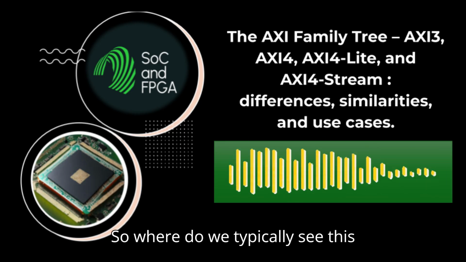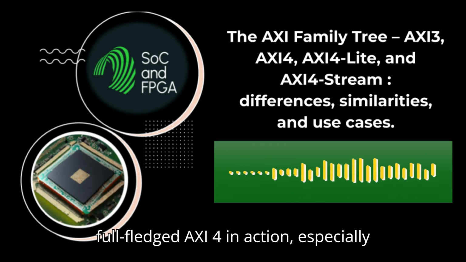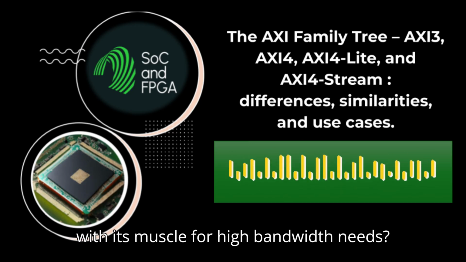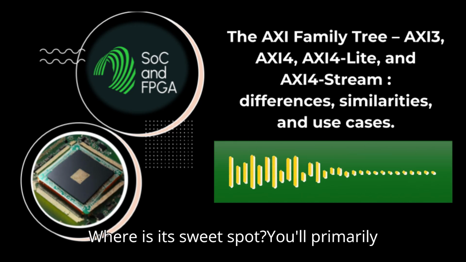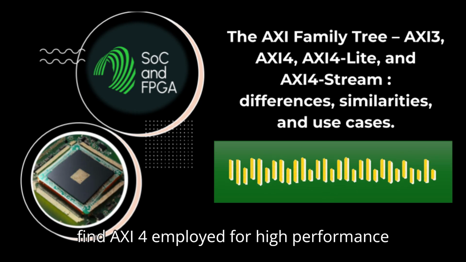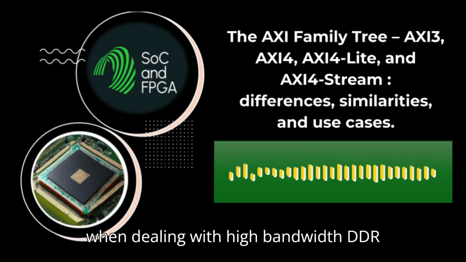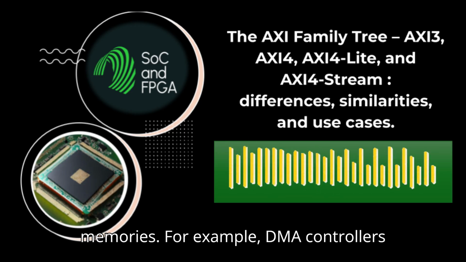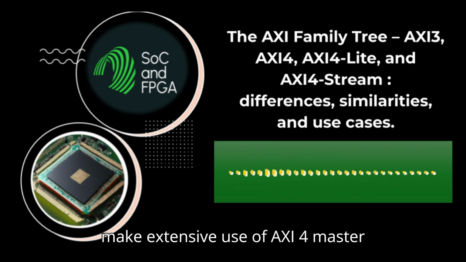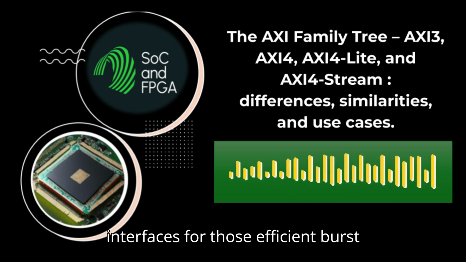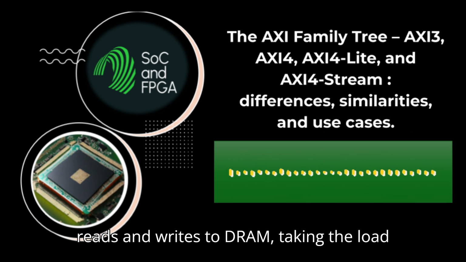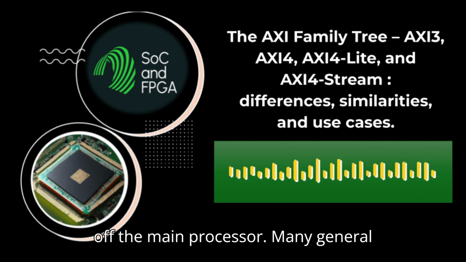So where do we typically see this full-fledged AXI4 in action, especially with its muscle for high bandwidth needs? Where is its sweet spot? You'll primarily find AXI4 employed for high-performance memory map requirements, particularly when dealing with high-bandwidth DDR memories. For example, DMA controllers make extensive use of AXI4 master interfaces for those efficient burst reads and writes to DRAM, taking the load off the main processor.